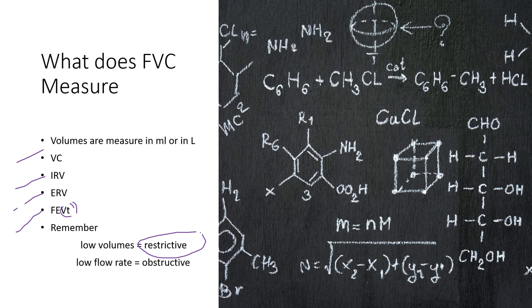We'll go through some practice later on, but for now, make sure you understand what it measures. It measures both volumes and flow rates. The ones highlighted here are volumes, and FEVT is time. If someone has emphysema, an obstructive airway disease, it can take a lot longer for them to empty the lungs because they've lost a lot of elasticity, so it might take longer for their lungs to plateau on exhalation. We'll talk about that briefly coming up.